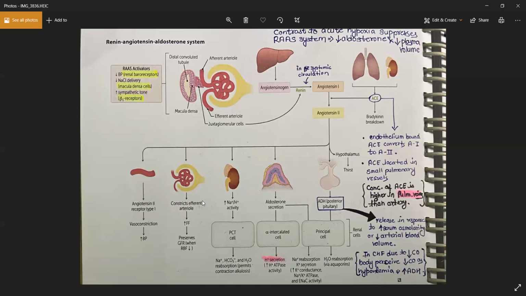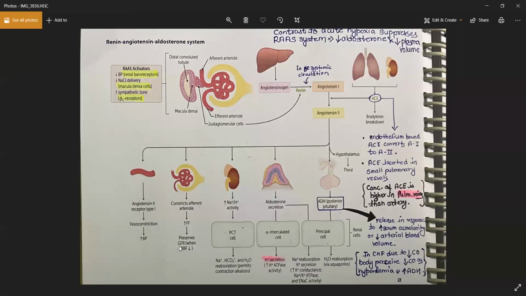Increased hydrostatic pressure. Yeah, exactly. Increase in the hydrostatic pressure in the kidneys, right? And that will increase the filtration of the fluid. And when the filtration is increased, then with the same amount of blood, I will get more filtration. That means a higher filtration fraction, and that will preserve the GFR whenever the renal blood flow decreases.